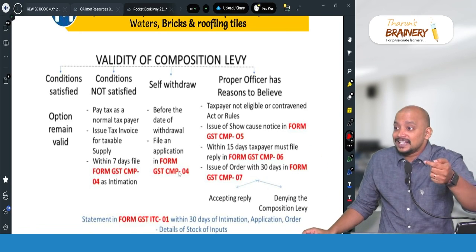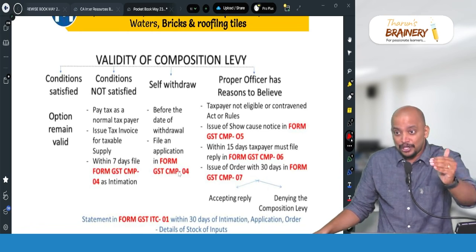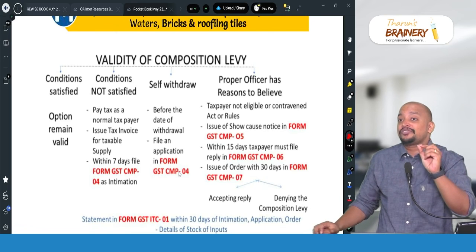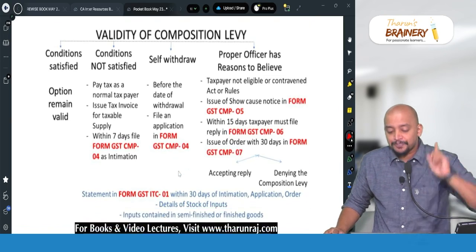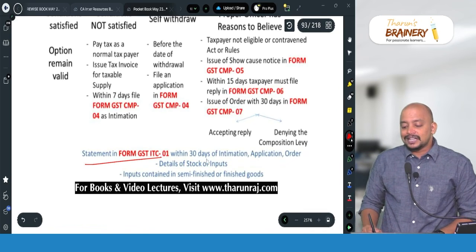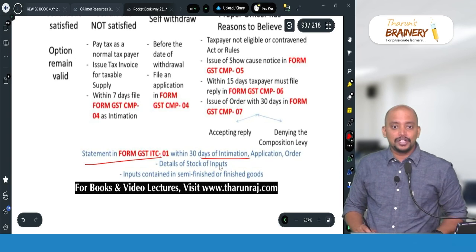So they can take ITC on the closing stock: inputs as such held in stock, inputs in WIP, inputs in FG, even capital goods. For that they need to file one form, ITC1, a statement in form ITC1, within 30 days of intimation, for the purpose of coming out of the composition scheme and going into the normal scheme.